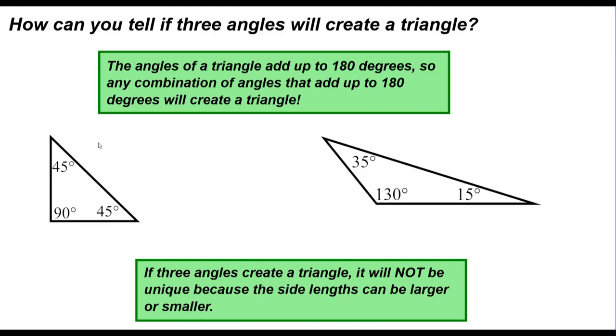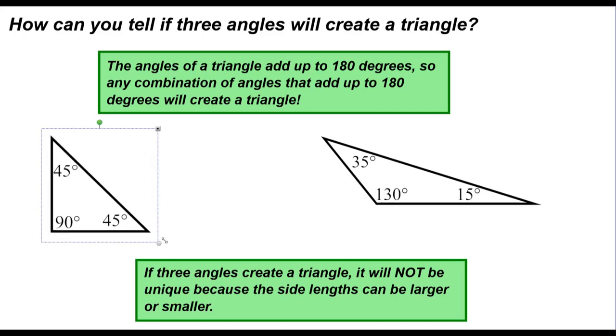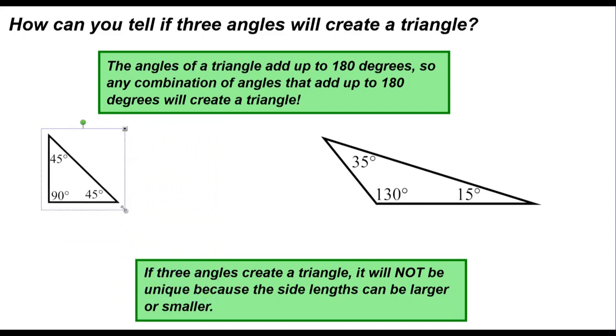Now, this is different than with the side lengths because if I am able to create a triangle out of three angles, it will not be unique. I will not have a unique triangle. So for example, this one here, 90 degrees, 45 degrees, and 45 degrees, that will create a triangle, but it won't create one specific triangle. I can create a lot of triangles out of these three measurements, maybe a bigger one, a smaller one. So I can create triangles of all different sizes that have these three angles. So it will not create a unique triangle, but it will create a triangle.